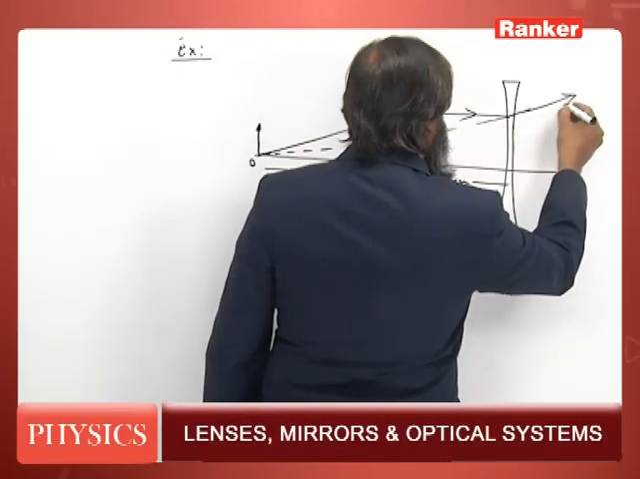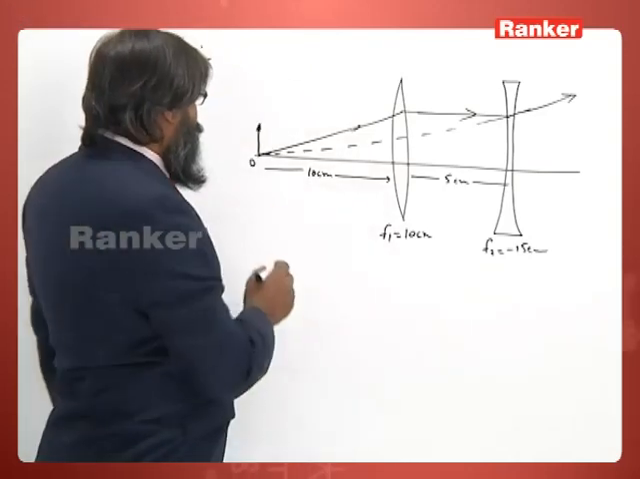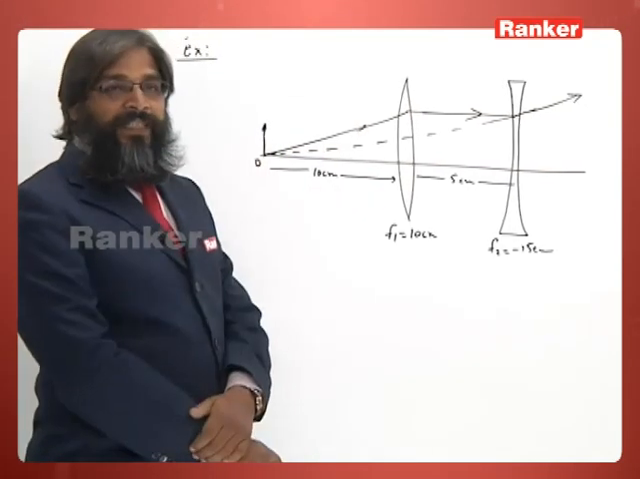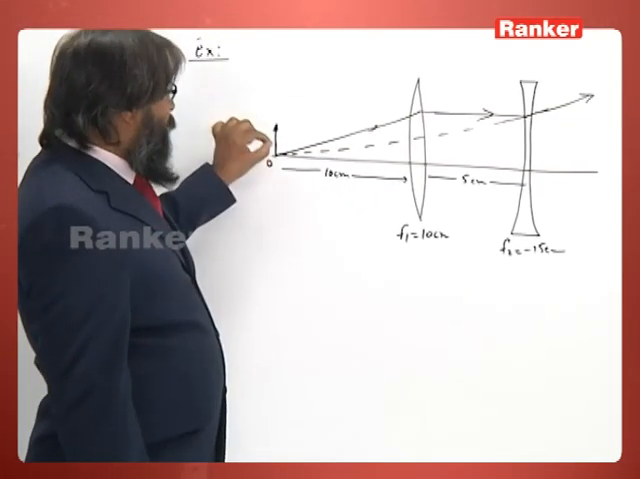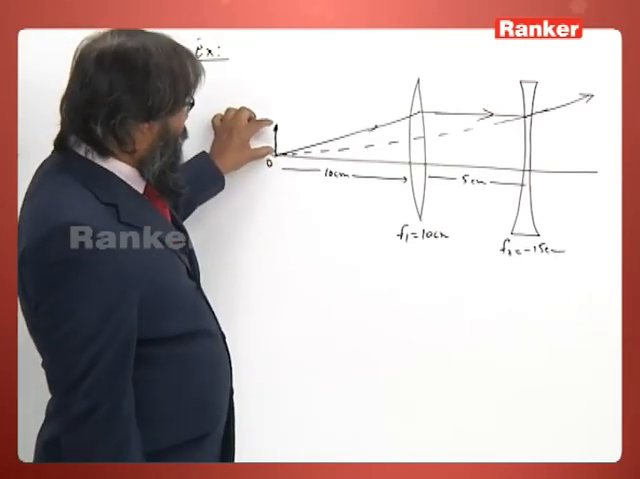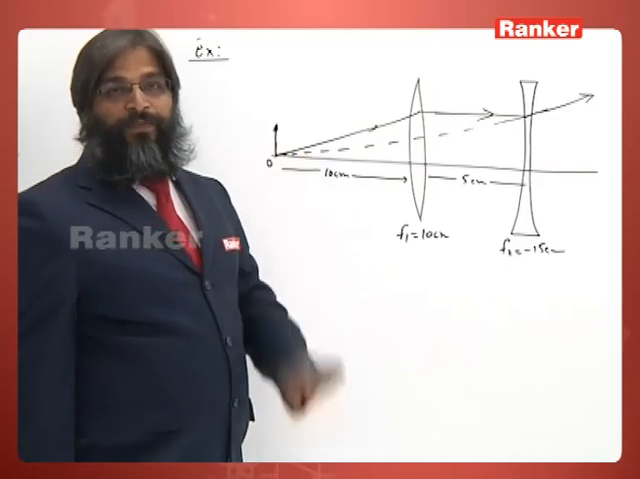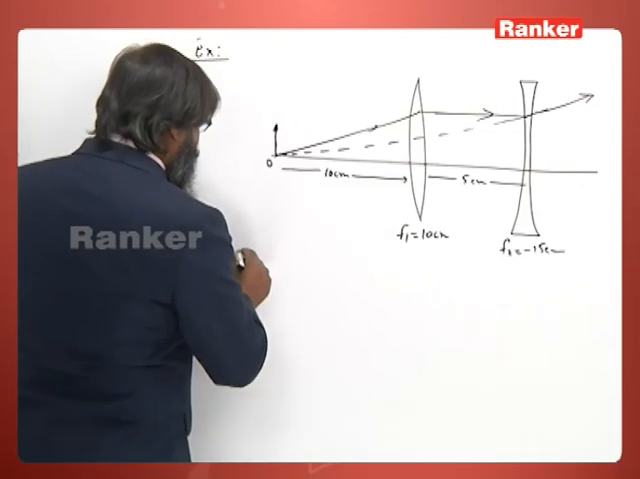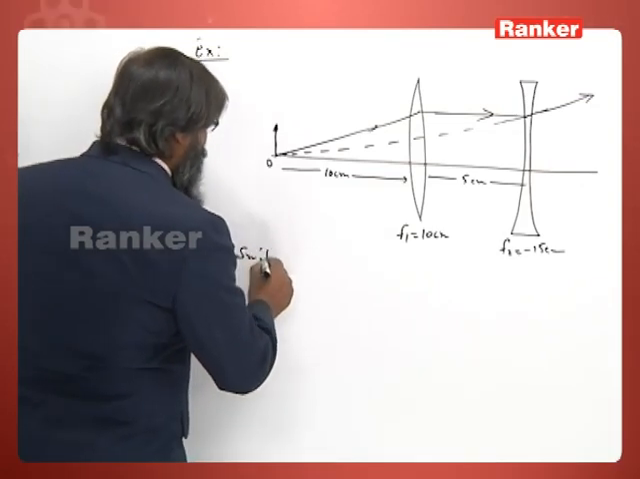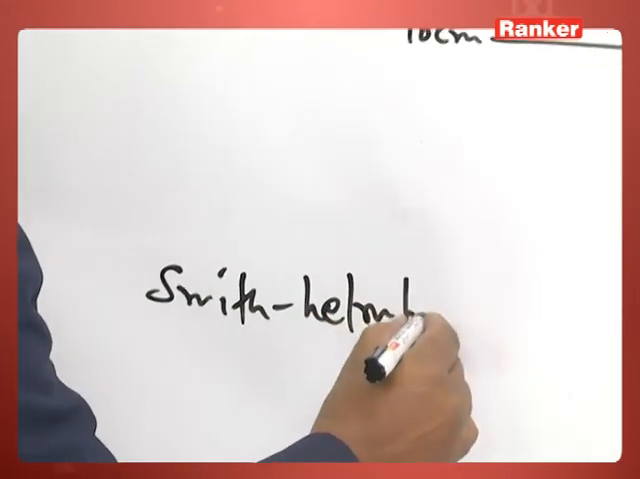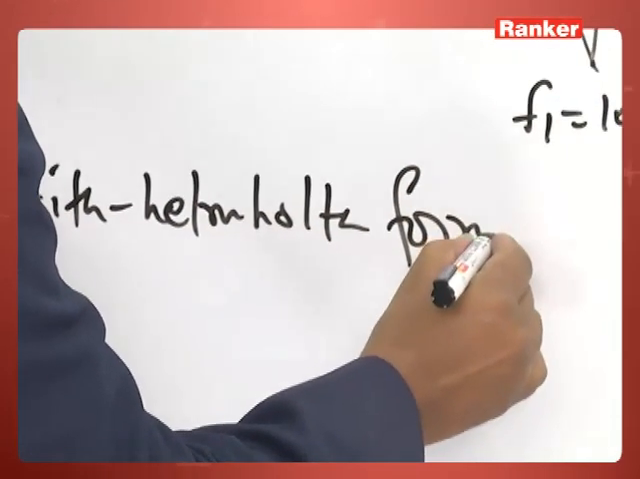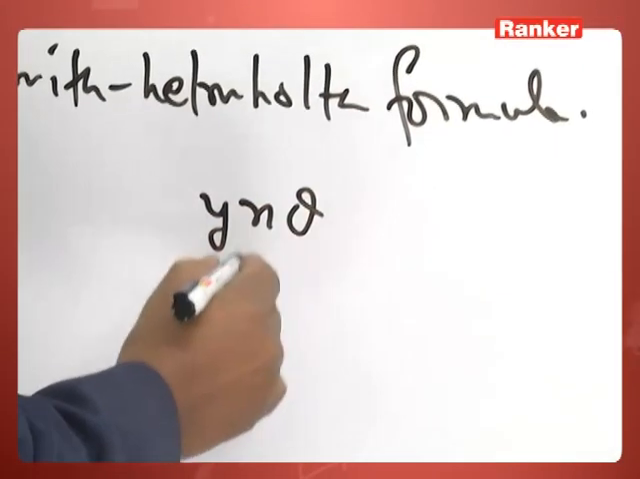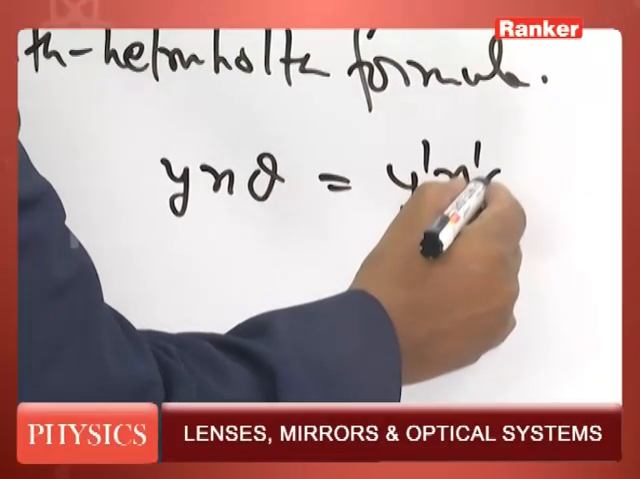So the ray goes like this, and you see here the object and the image coincide. Now when the object and the image coincide, if this is a point object, then the image will fall on itself. But if we have an object here of some height, how much is the magnification that we have to calculate? So we will use the Smith-Helmholtz formula, that is y n theta is equal to y dash n dash theta dash.